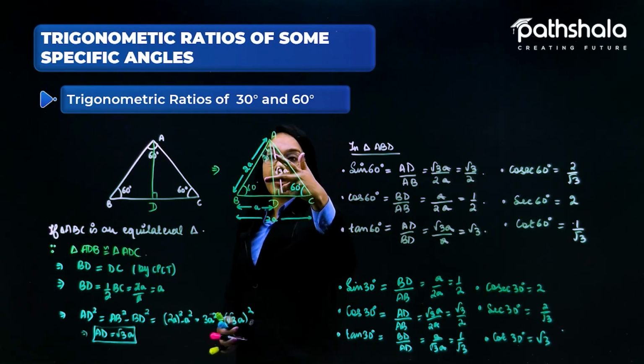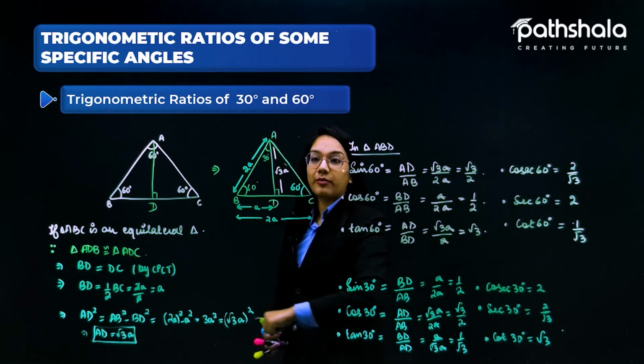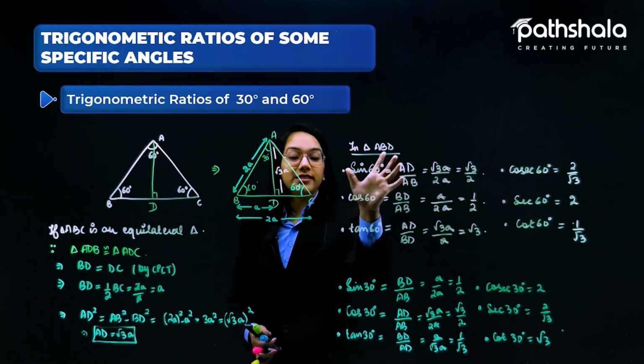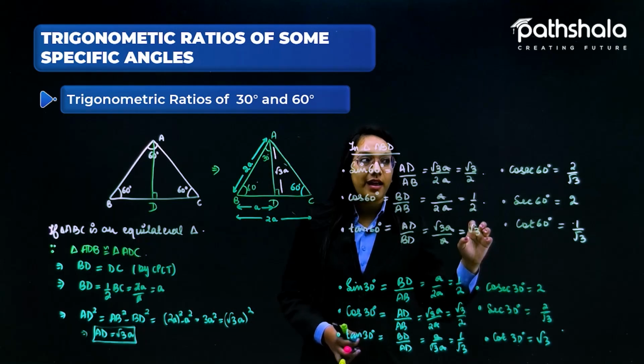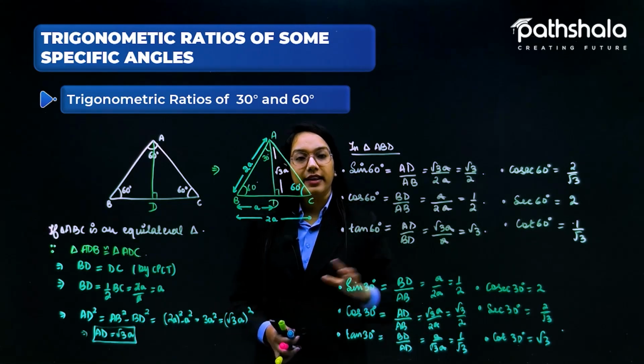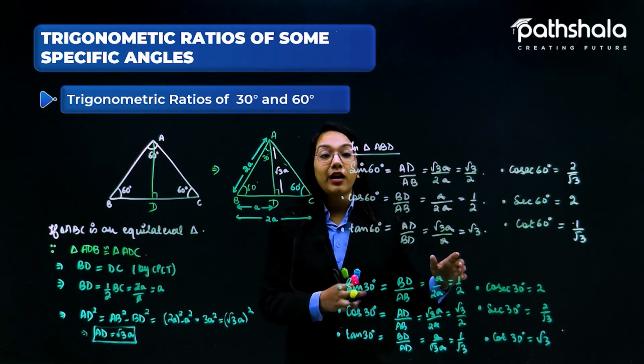And after that, we can find out the AD by using the Pythagoras theorem. Using the Pythagoras theorem, we can find the value of AD, and after that we can find out the value of sine 60, sine 30, cos 30, and all the trigonometric ratios which are related with the angle 30 degree and 60 degree. And similarly, we can also do this particular thing with the angle 90 degree.